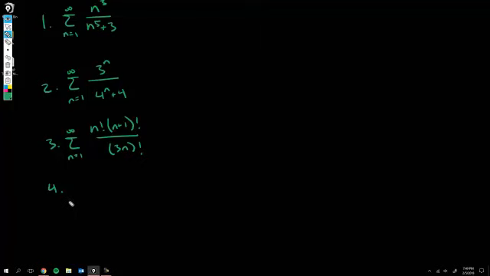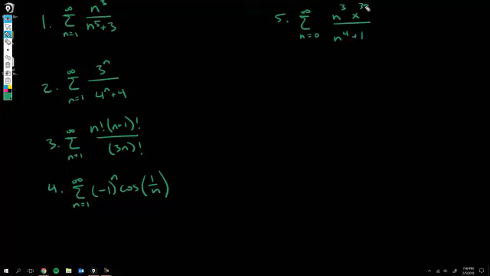Okay, so 4, we got the sum from 1 to infinity of negative 1 to the n power times cosine of 1 over n. Okay, the fifth one is 0 to infinity of n cubed times x to the 3n divided by n to the fourth plus 1. Right, so there's an x in this one, that's just a different variable. You'll see more of that in the next unit.